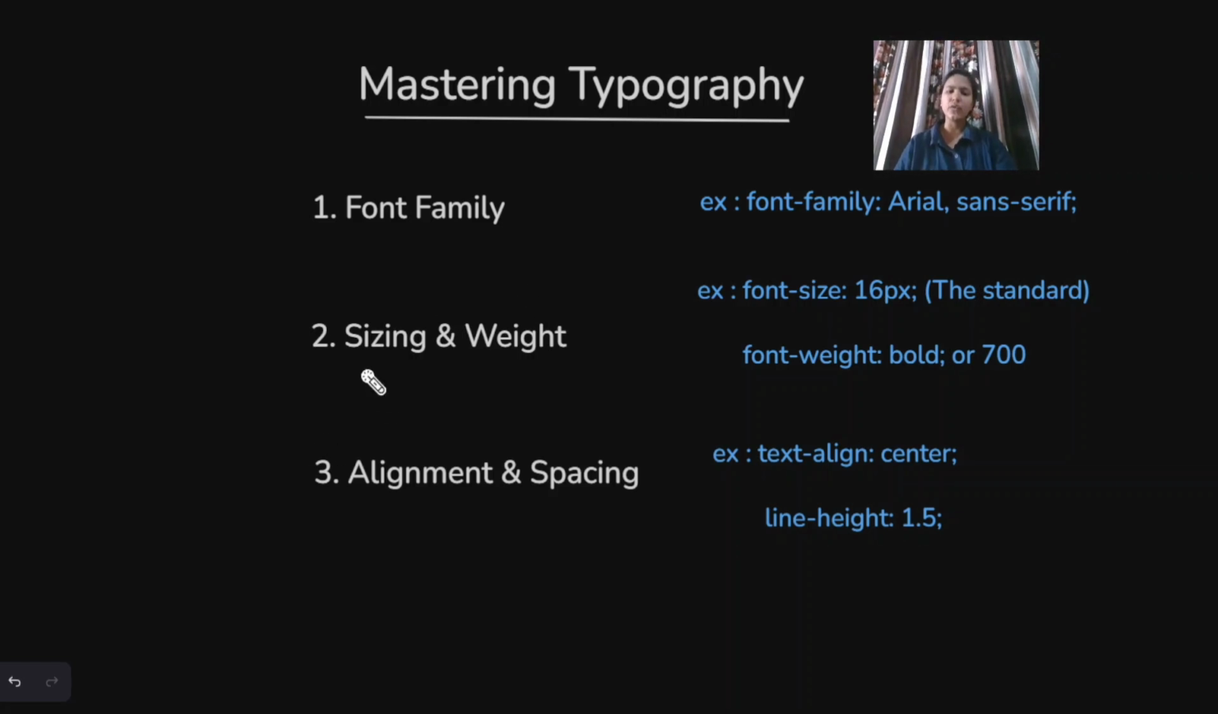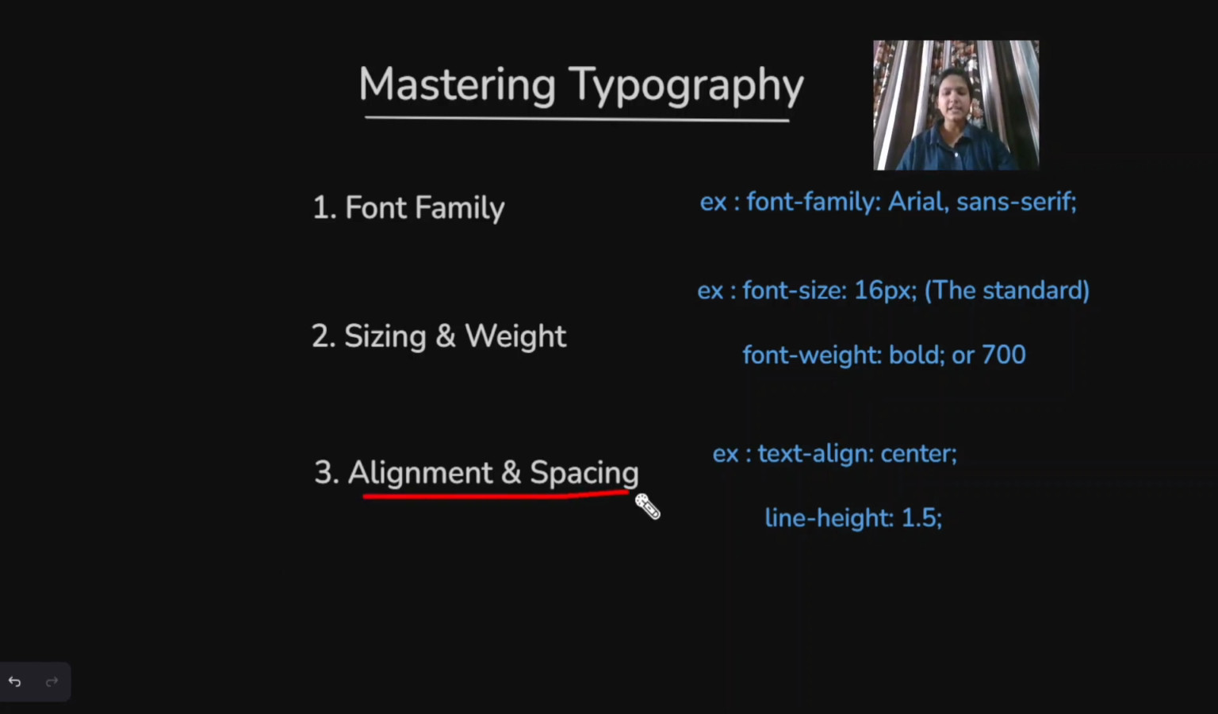Second is sizing and weight. We give the text a size and a weight like bold. For example, font size is 16px and font weight is bold or 700. Weight is considered on a scale from 100 to 900, where 100 is very light and 900 is very bold.